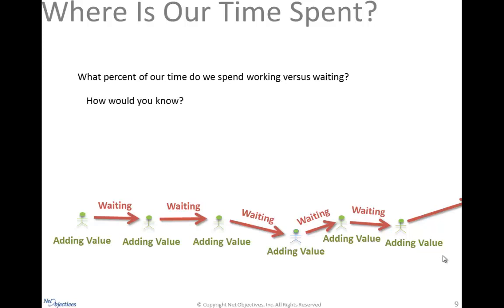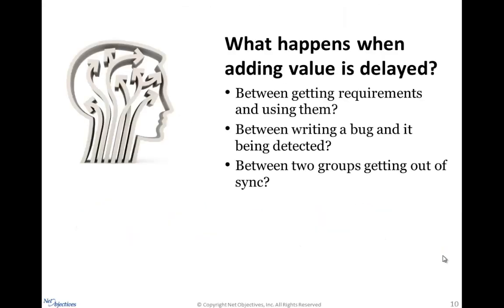How would we even know what this is? And no one is actually managing this in most companies. And this actually turns out to be a real problem. Because the question is, what happens when adding value is delayed? What happens when work just stops? Like if there's a long time between getting requirements and using them. The requirements can degrade. We can actually have to redo some of the requirements, or we build the wrong thing, or we have not as good an understanding as we might like to have.